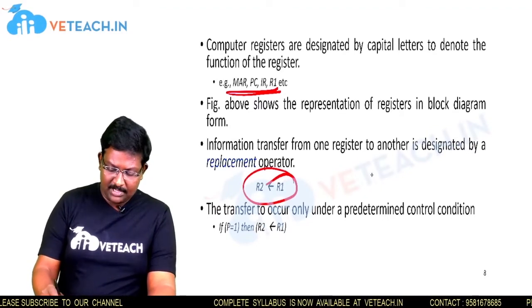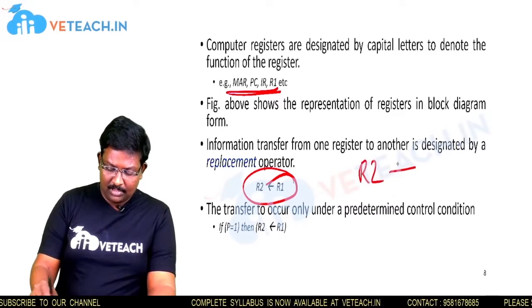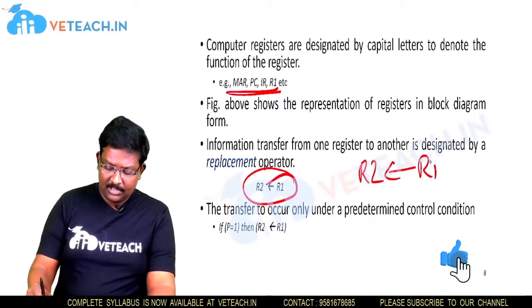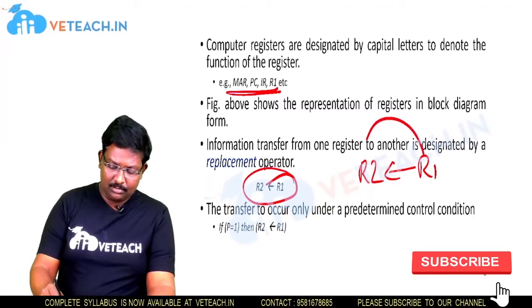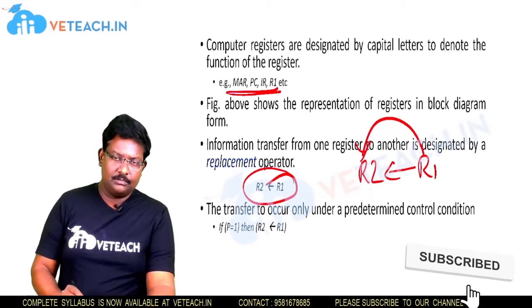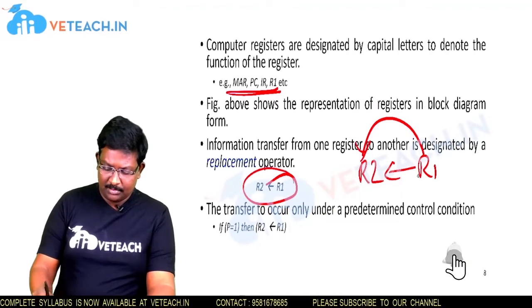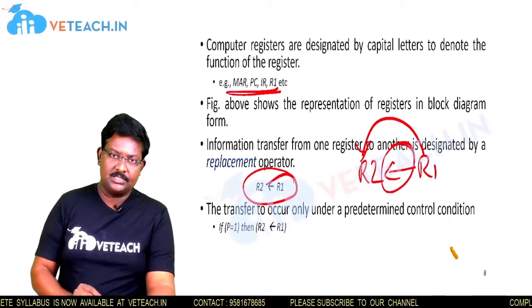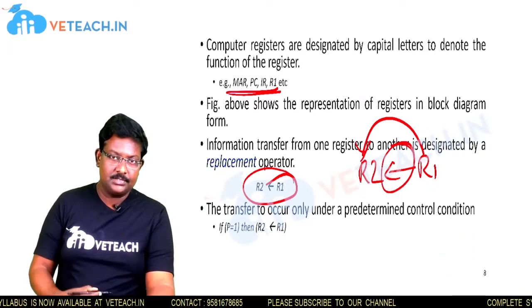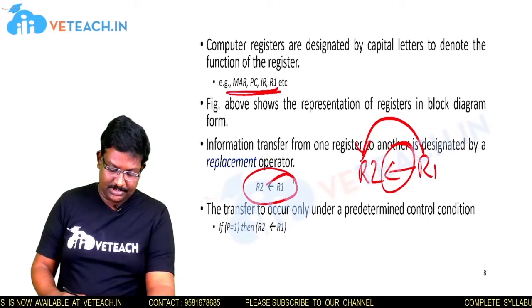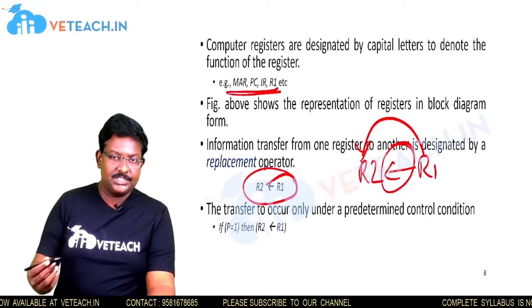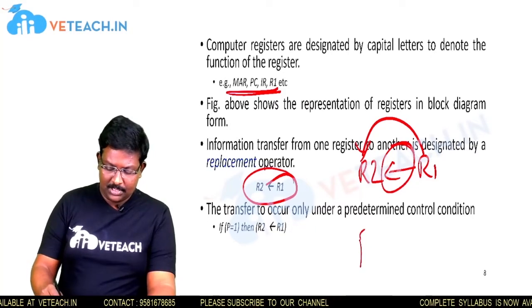So I want to move from R1 to R2. Whatever the content that is present in R1, I have to move it into R2. So for that operation, I am going to represent a reverse arrow. Such symbolic notations are used in the register transfer notation. Similarly, for any conditional type, I am going to use a colon.